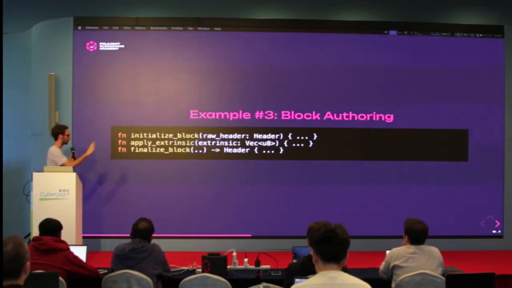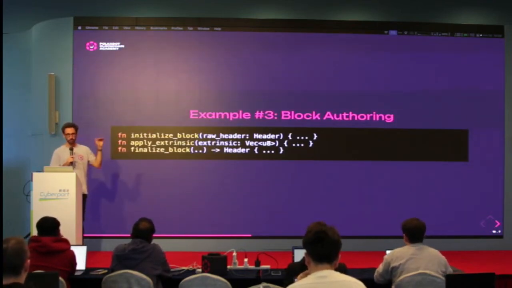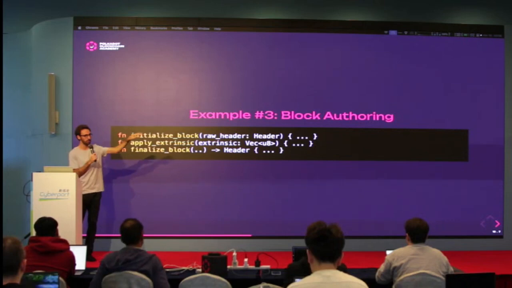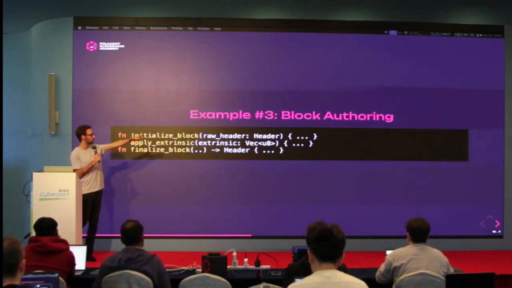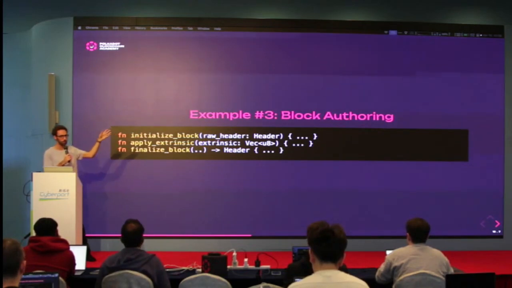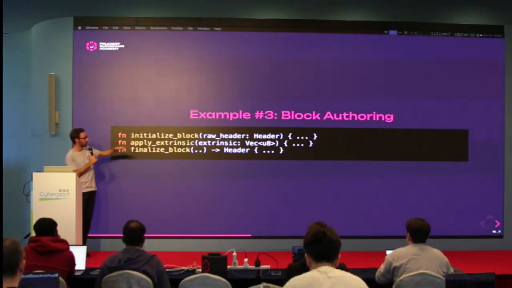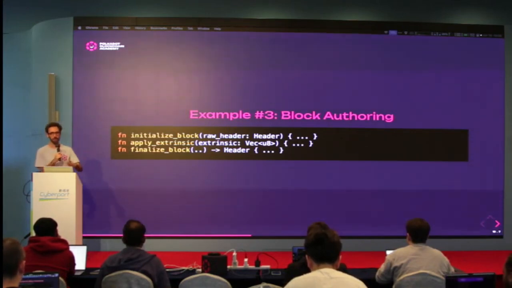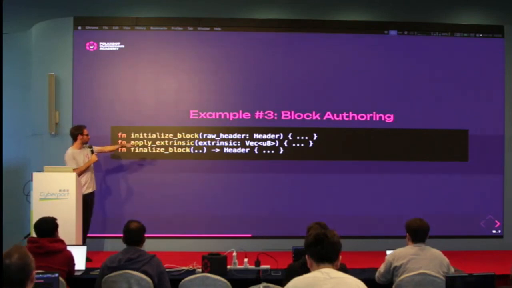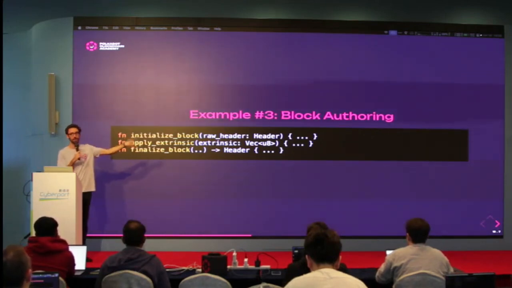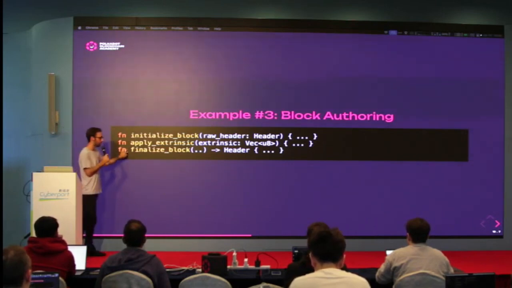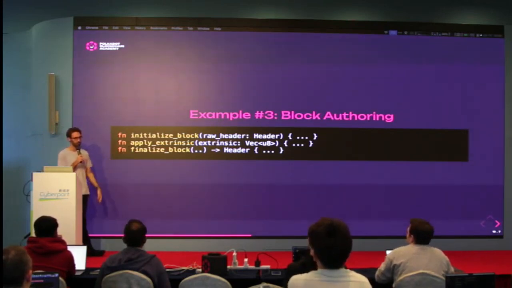This will hopefully summarize the things that we've learned about block authoring. It's composed of 3 runtime APIs. Initialize block, where we pass in a raw header, and this header doesn't have any roots in it. It only has a number and a few other fields that the node already knows about. Then we repeatedly call apply extrinsic, until at some point the runtime signals back to us that enough is enough, you should stop now, at which point the node calls finalize block, and the runtime will give you back the final header. And this final header has the right roots in it. This is exactly what you need to do in your assignment: implement a correct finalized block with the right headers in it.